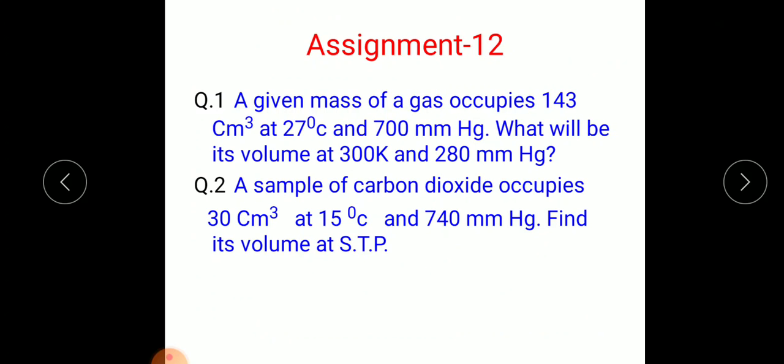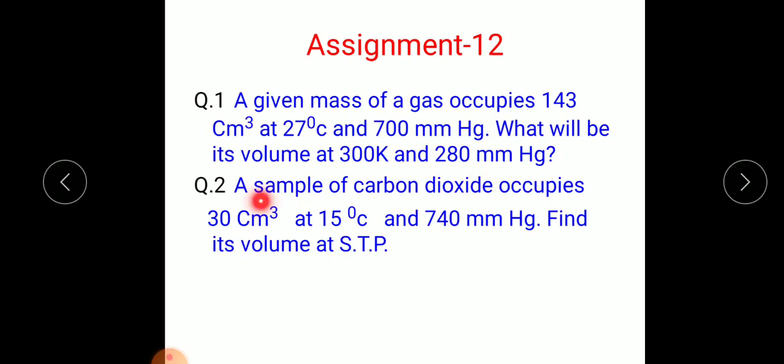Now the assignment for today. Question number 1. A given mass of a gas occupies 143 centimeter cube at 27 degrees Celsius and 700 millimeter mercury. What will be its volume at 300 Kelvin and 280 millimeter mercury? In a similar way you will find out the answer for this.